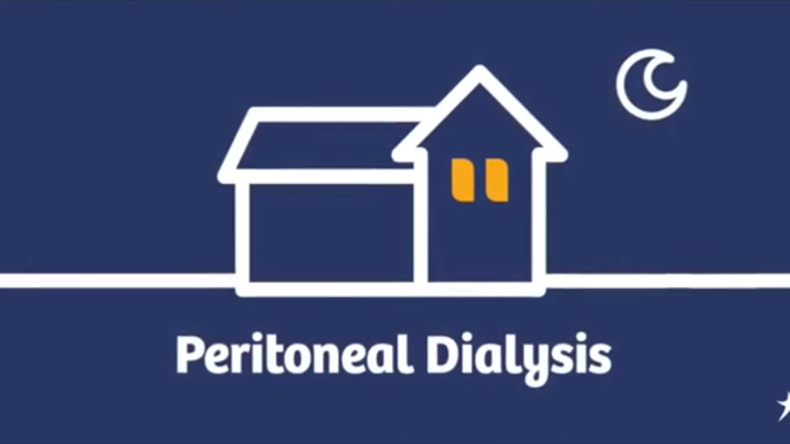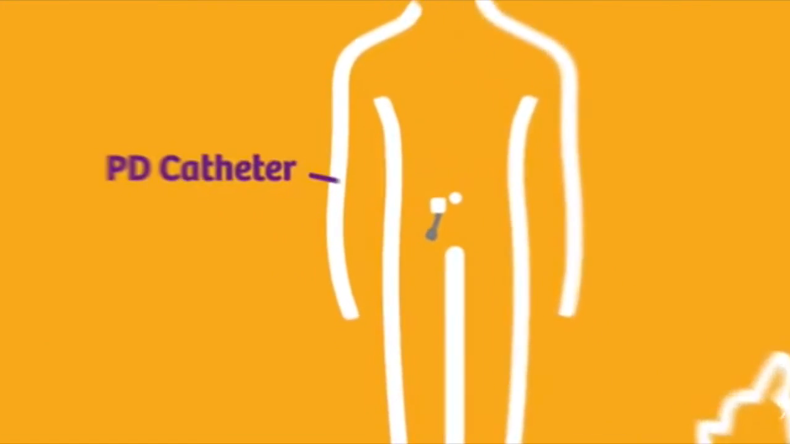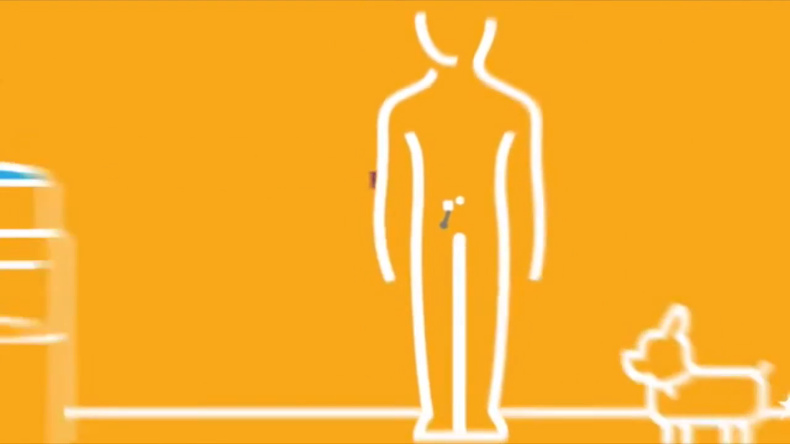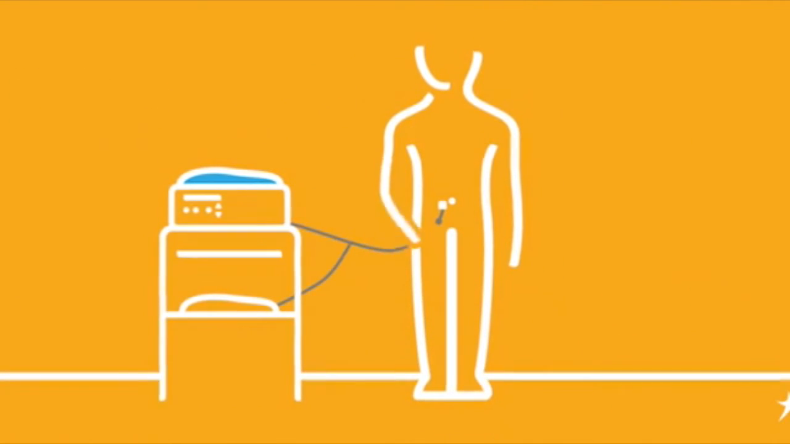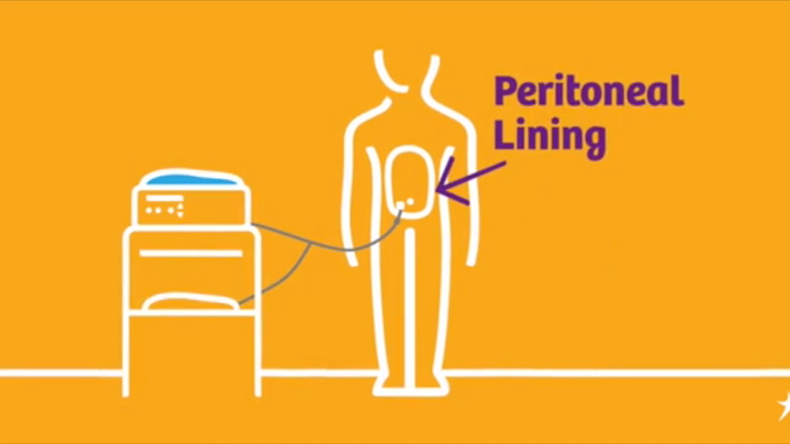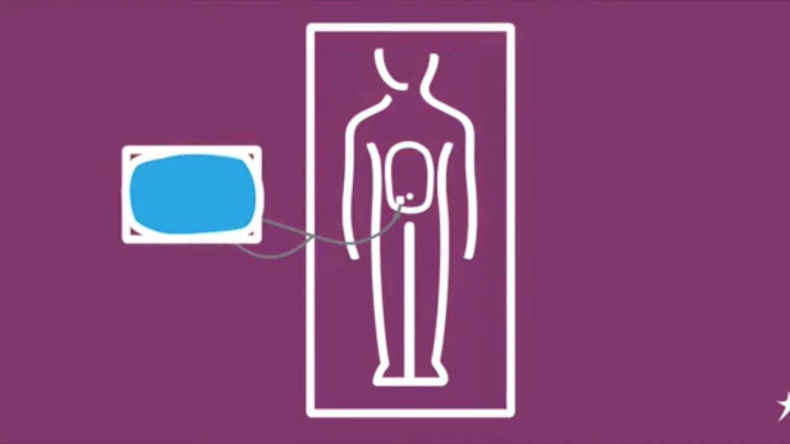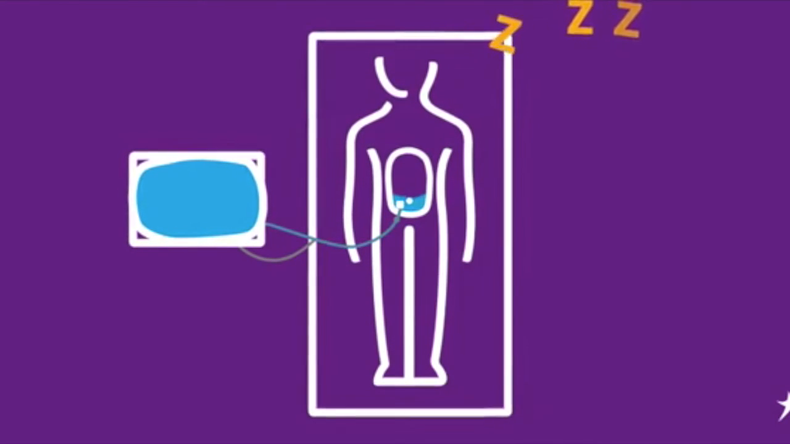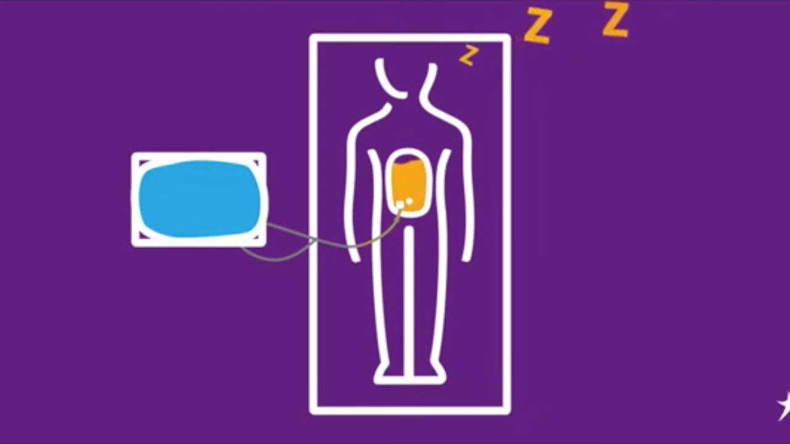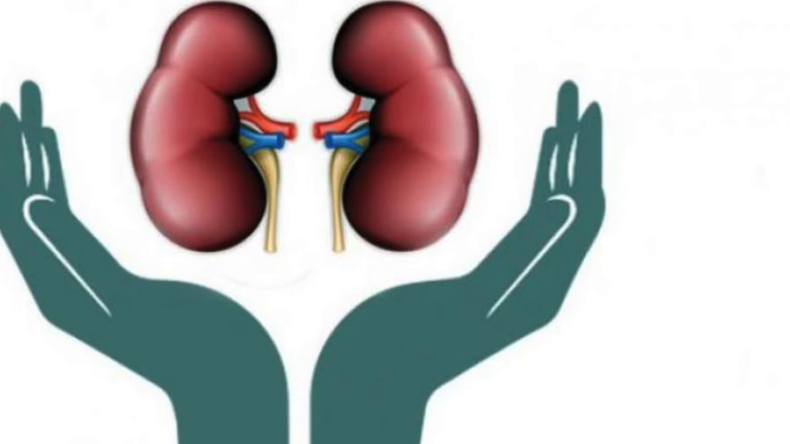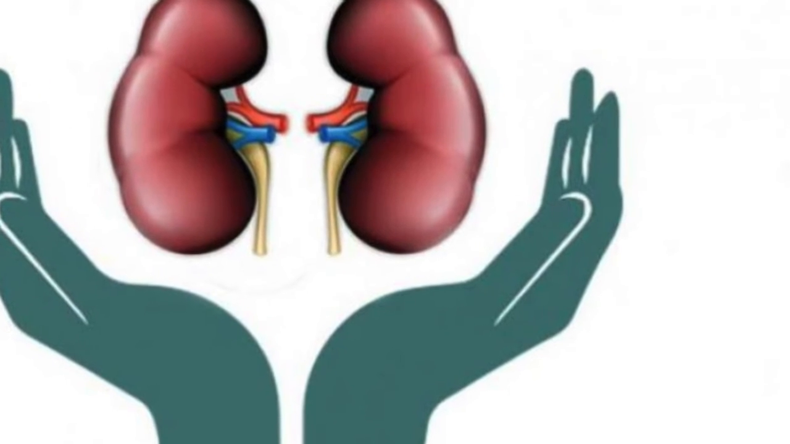Peritoneal dialysis. During peritoneal dialysis, a cleansing fluid flows through the catheter and into your abdomen. The peritoneum acts as a filter and removes waste products from your blood. After a set period of time, the fluid with the filtered waste products flows out of your abdomen and is discarded. If all else fails, a renal transplantation is required.